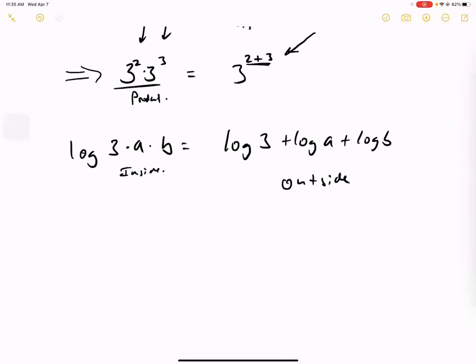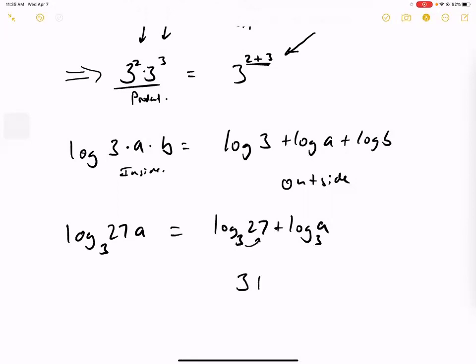Now, why would this be helpful? If I write log base 3 of 27a, if I want, I can separate this. Log base 3 of 27 plus log of a. What is 3 to what exponent is 27? That's just 3. So maybe we want to rewrite it. We want to simplify it a little bit.